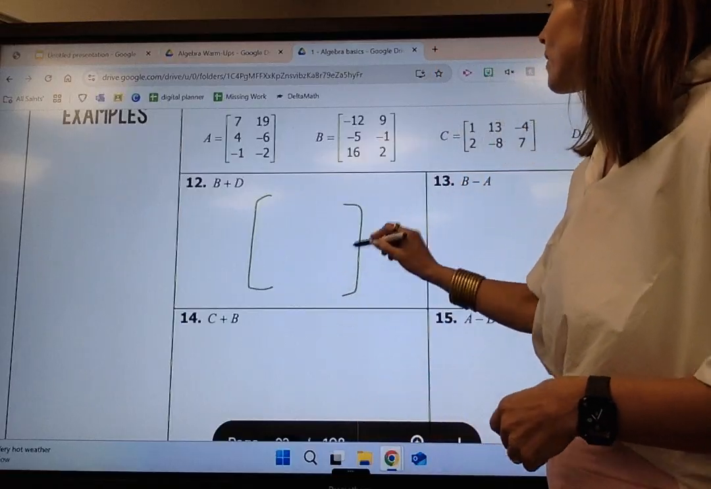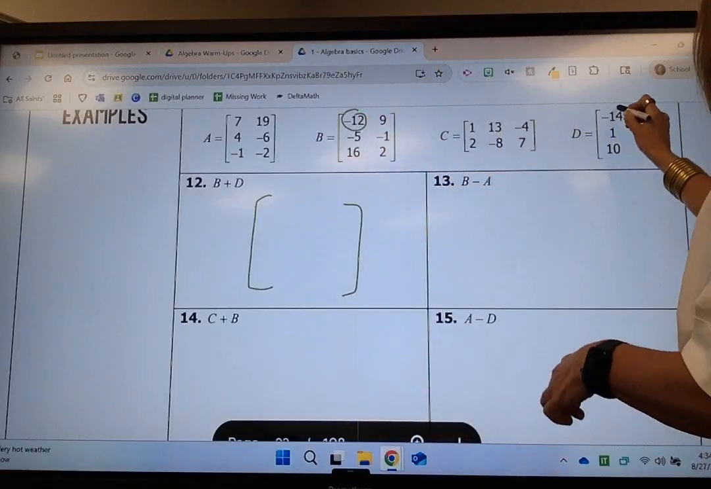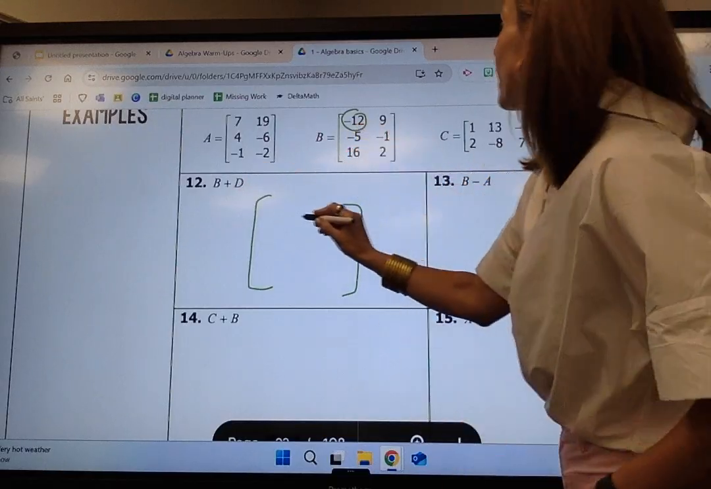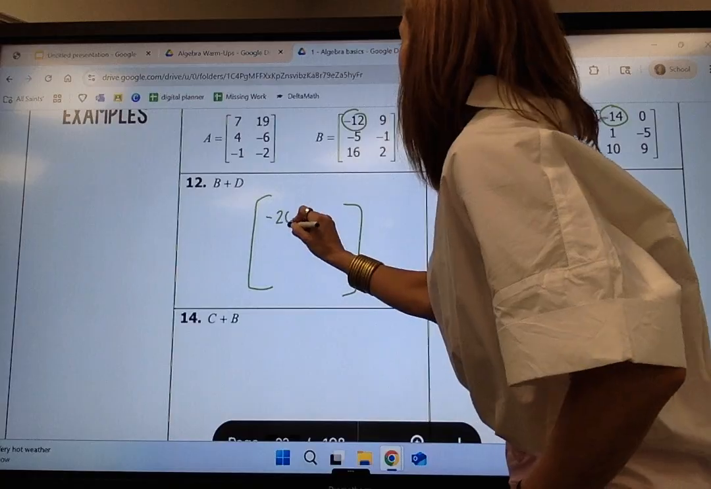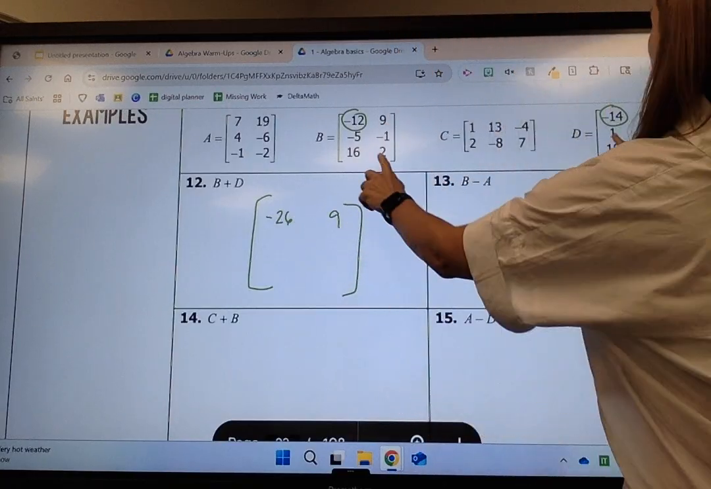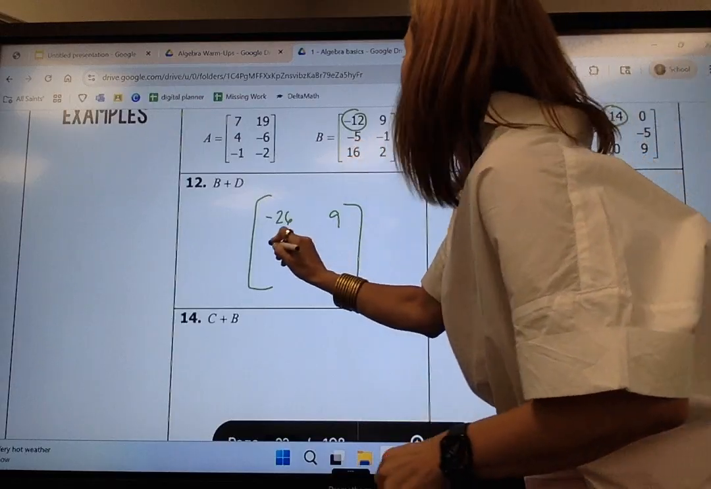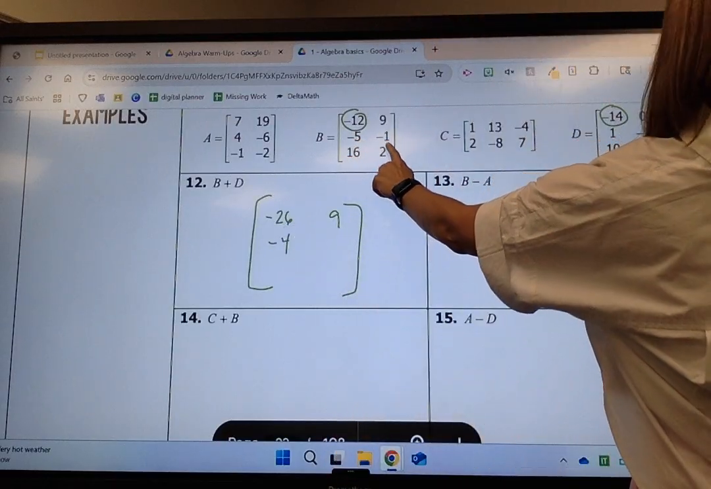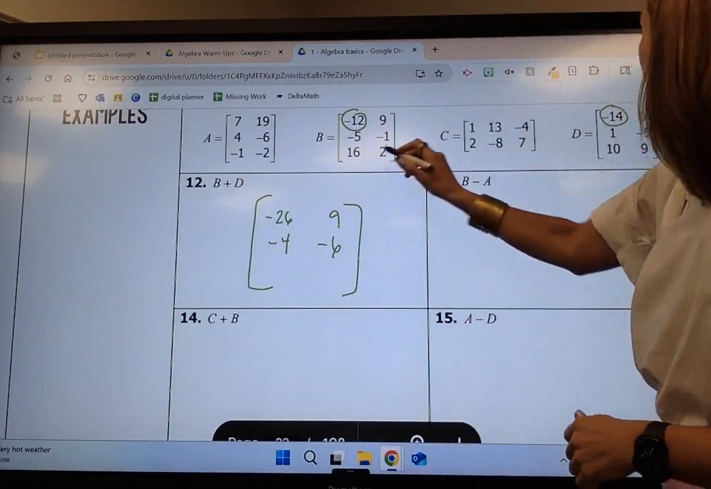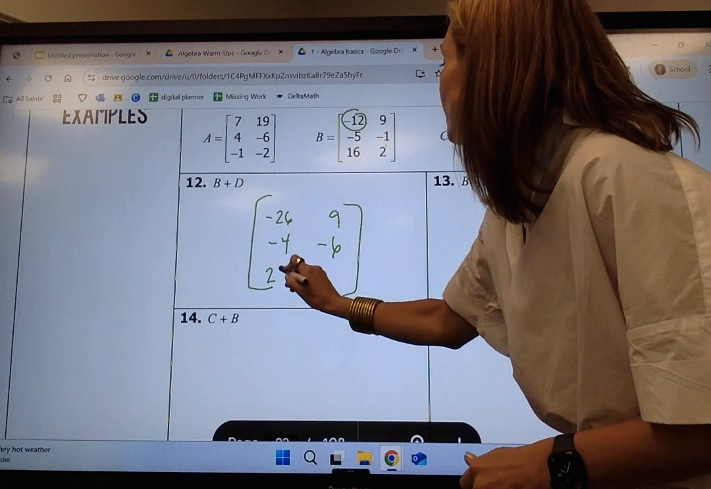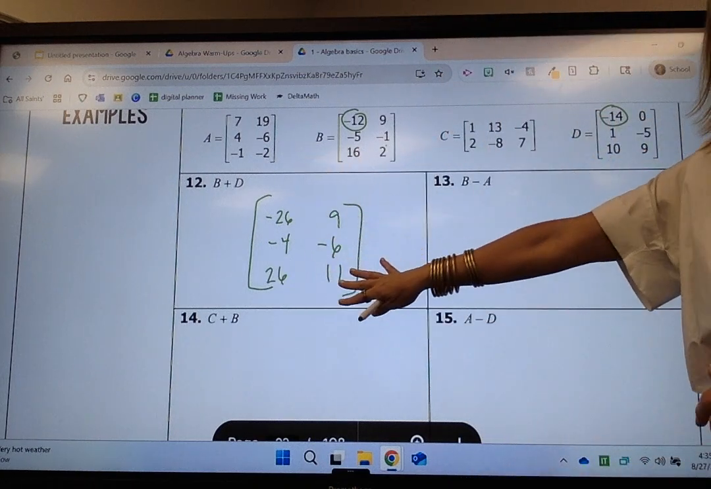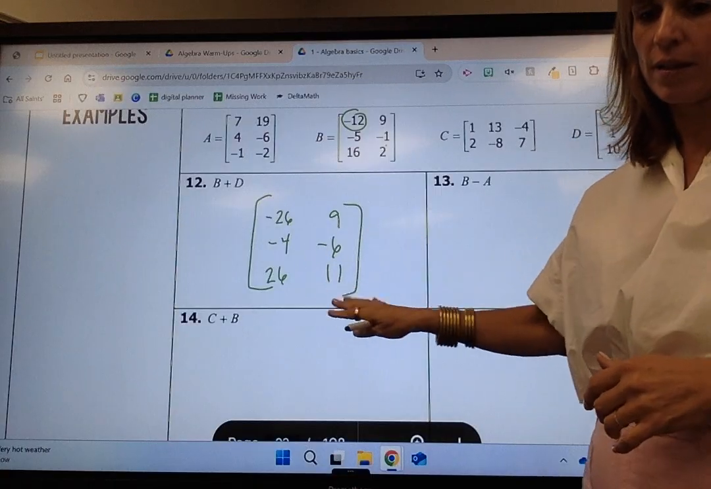And all I do is I look at the same position, 1, 1, and I'm adding, so that just means I combine them and I get negative 26. When I combine 9 and 0, I get 9. When I combine negative 5 and 1, I get negative 4. When I combine negative 1 and negative 5, I get negative 6. And when I combine 16 and 10, I get 26. And 2 and 9 is 11. So this is creating my new matrix only because they have the same dimensions.